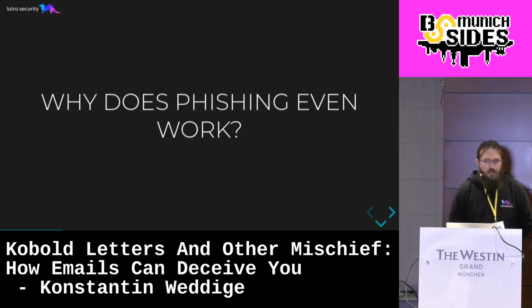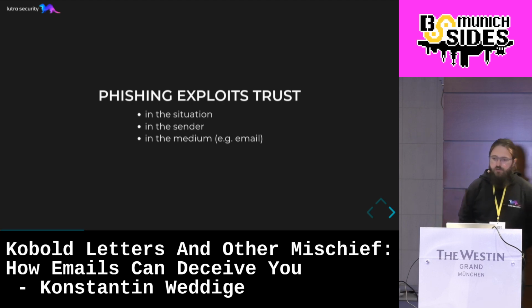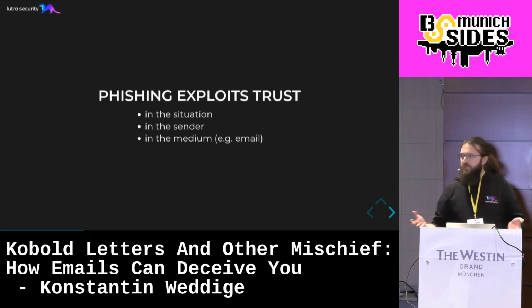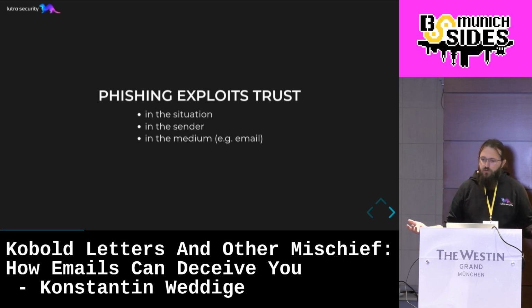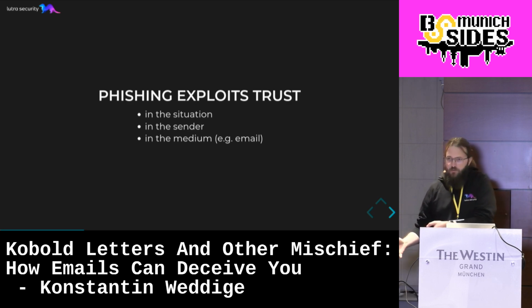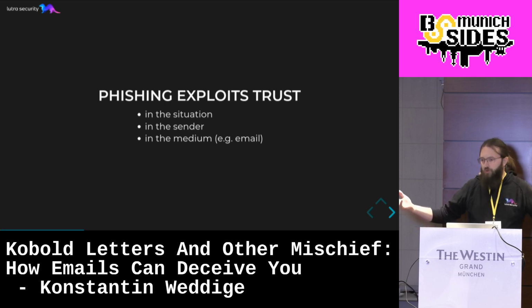But before we go to that, I want to look at one question. Why does phishing even work? In the end, phishing always exploits trust. The trust of the user in a familiar situation, a sender that the victim believes to know, or in the medium in general. Because after all, why shouldn't I, as a user, trust email or SMS? Zero trust is for network equipment and not for humans. If we don't trust each other, then we can stop communicating and go home.